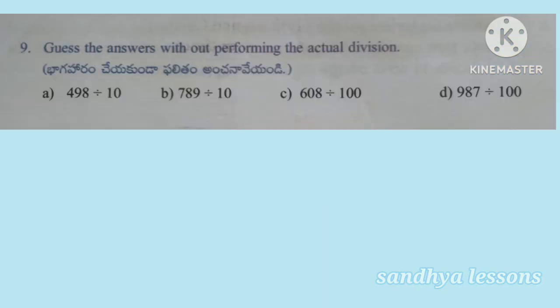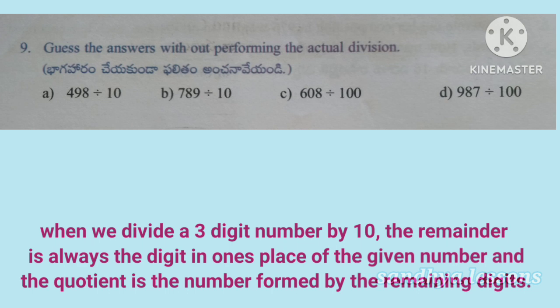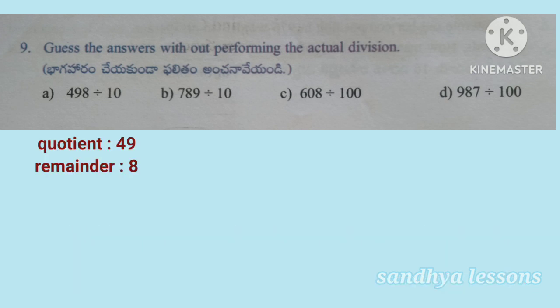Ninth problem. Guess the answers without performing the actual division. The given divisions are divisions with 10 and 100. When we divide a 3-digit number by 10, the remainder is always the digit in ones place of the given number and the quotient is the number formed by the remaining digits. A, division 498 divided by 10. When we divide 498 by 10, we get quotient 49 and remainder 8. B, division 789 divided by 10. When we divide 789 by 10, we get quotient is equal to 78 and remainder is equal to 9.